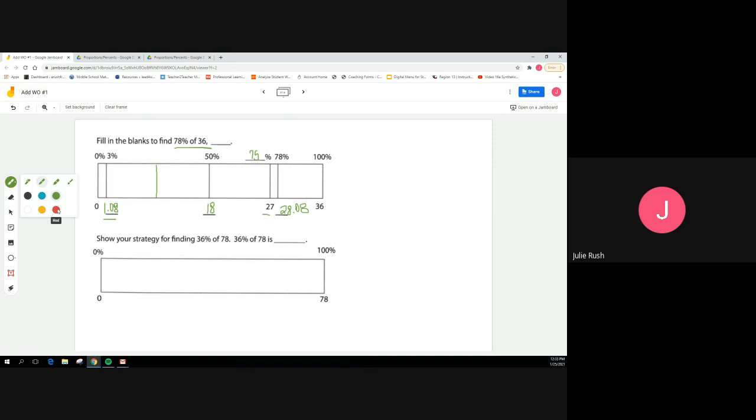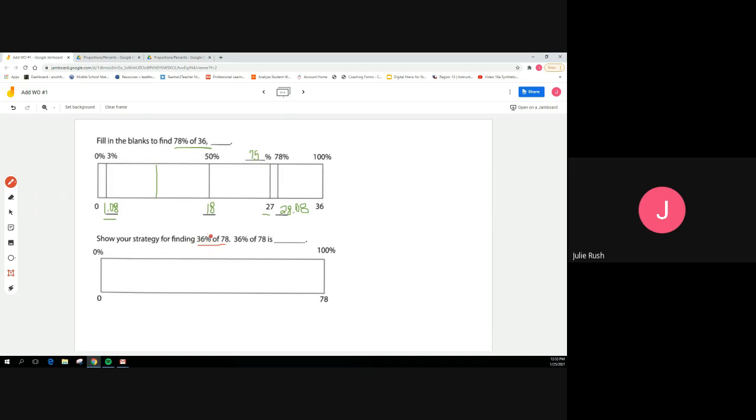And then last but not least, our last problem of the day. If you're working alone, stop the video and work. If you're working in class, your teacher will stop. And we are solving for 36% of 78. Okay, hopefully you have finished solving. I'm going to show you really quickly how I got to 36% of 78.